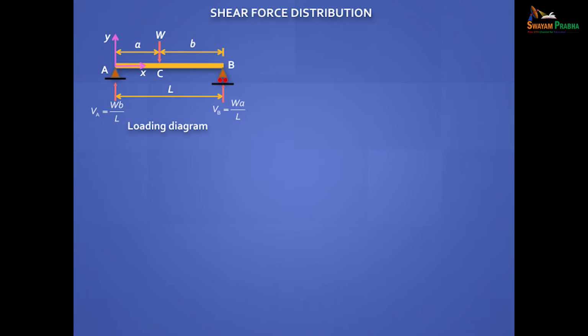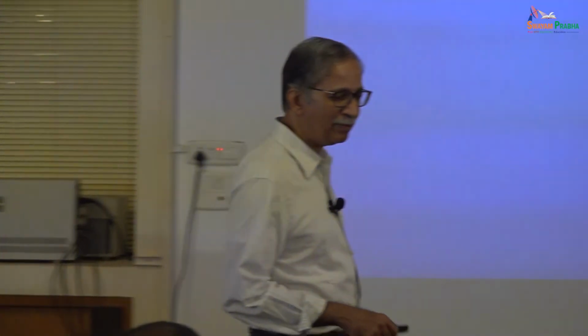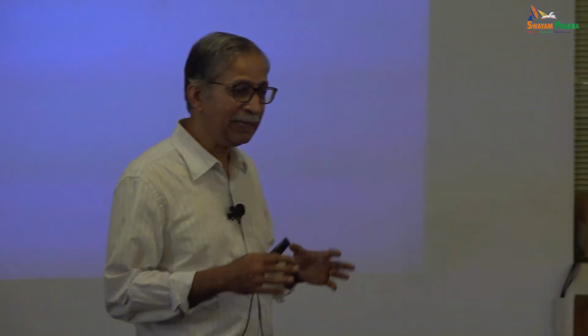The fraction of W that goes here is B by L times W. The fraction of W that goes here is A by L times W. We know that. All right. Now we are going to go inside. First we look at shear deformations. Now forget about bending. Actually we ignore this in normal deflection calculations.